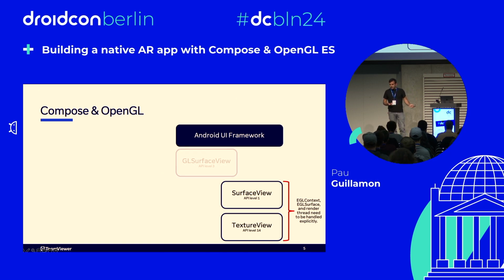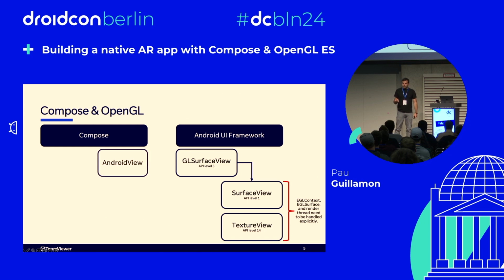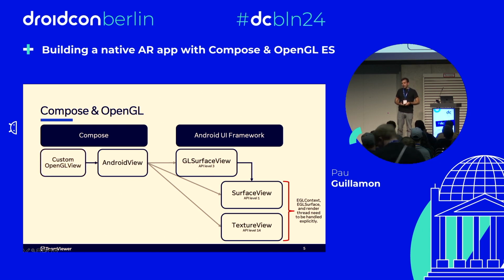You might also know that there's the GL surface view since API level 3, so a very long time ago, that basically extends from the surface view and provides us with that EGL surface and EGL context already handled. It gives us a render thread, and we're ready to start rendering OpenGL graphics. So from Compose, we still need to use one of these. Thankfully, the engineers at Compose created the Android view, as you might know, to use any view from the traditional UI toolkit. And we can use an Android view, create a custom composable on top of it, and use one of these three.